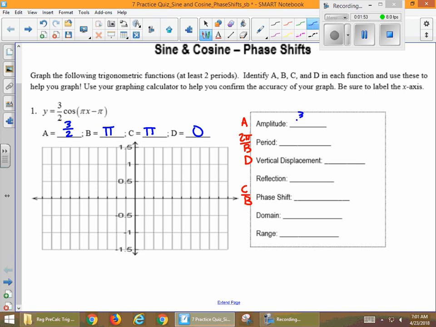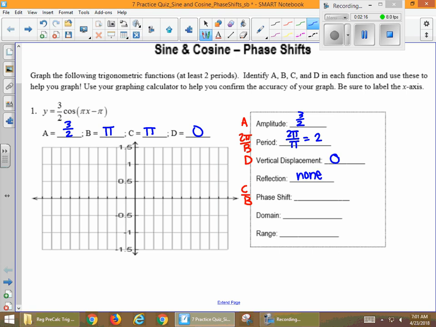Amplitude is 3/2, or 1.5. Period of the function is going to be 2 pi divided by pi, so the period of our function is just 2. The vertical displacement is 0. We don't have a reflection here. Our A is positive and our B is positive.